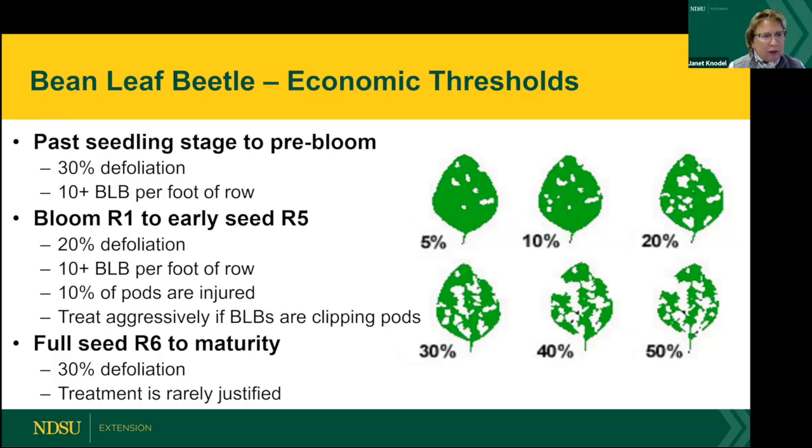So you might see some pod injury, and that's only 10%. And if you do see they're clipping the pods, the bean leaf beetle will feed at the base of those pod stems and clip them off. So if you do see that, you need to be very aggressive and treat. Full seed, R6 to maturity, it goes up because the plant can tolerate more damage than 30% defoliation. And usually it's not justified to treat at this stage, just like soybean aphid.